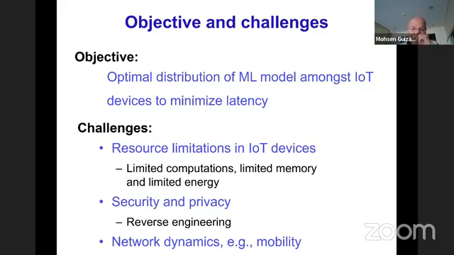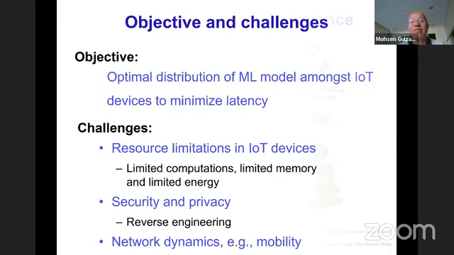The challenge is also security and privacy. We want to make sure that no reverse engineering is made so that no one can crack the system, and the choice of the network is dynamic. We have to make sure that the network is dynamic enough, so that mobility does not affect the application.